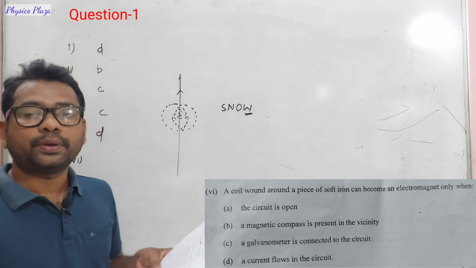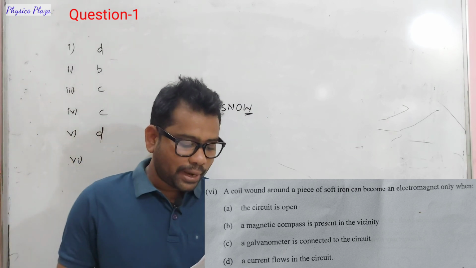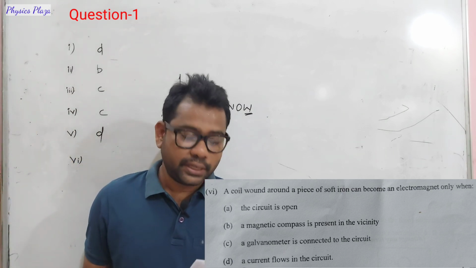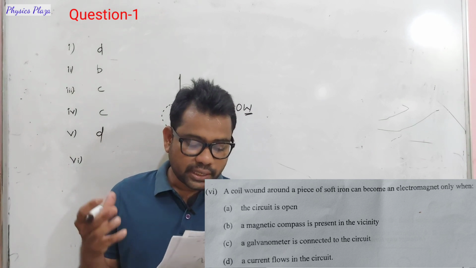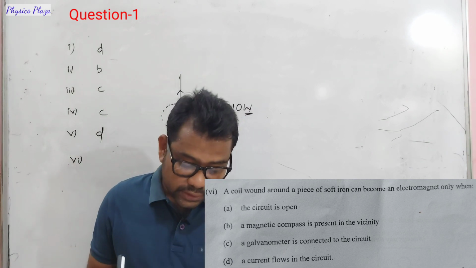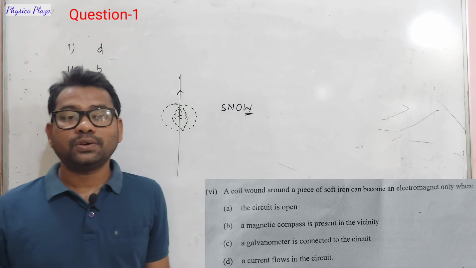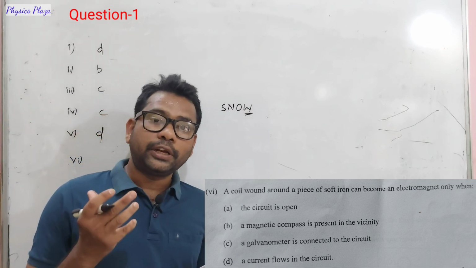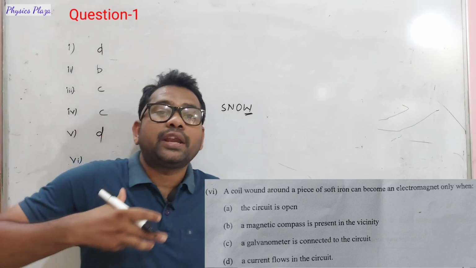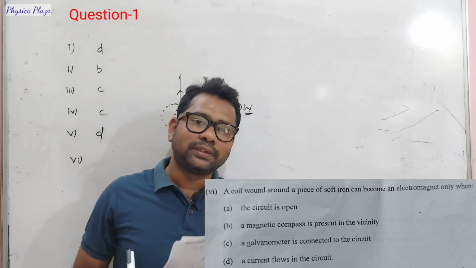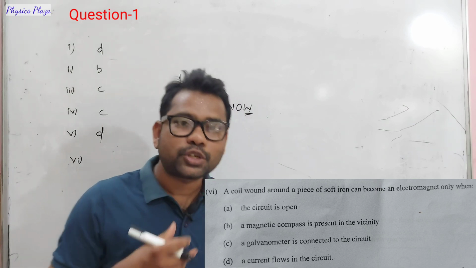So the circuit is open, no chance at all. A magnetic compass is present in the vicinity, not at all. A galvanometer is connected, no. A current flows in the circuit, obviously right. So current must flow, then only what will happen? The soft iron core behaves as if it is a magnet. In fact, that is actually called an electromagnet.